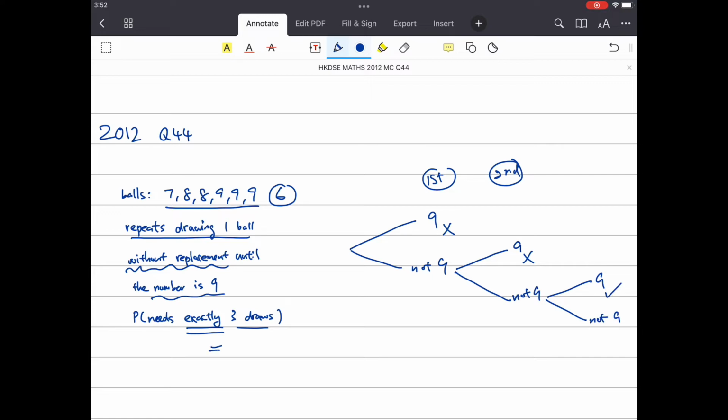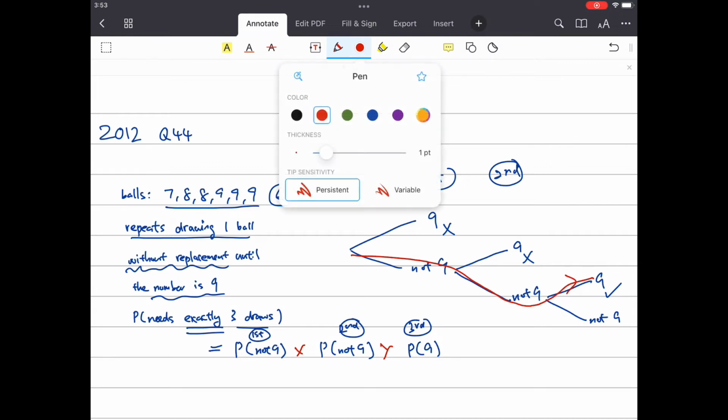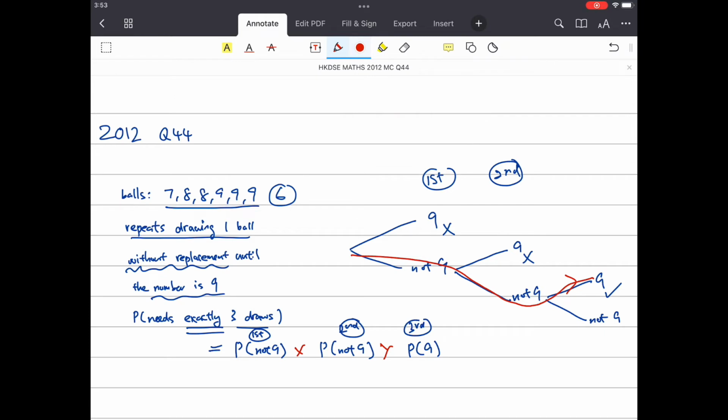For the calculation, you need to first find the probability of the first ball not being a 9, and then the probability of the second ball not being a 9, and finally the probability of getting a 9 for the third draw. And then we need to use multiplication. For the tree diagram, as long as it follows the path shown by the red line, we will multiply all the probabilities. For finding the probabilities, you need to count carefully.